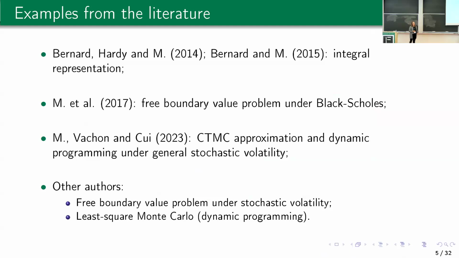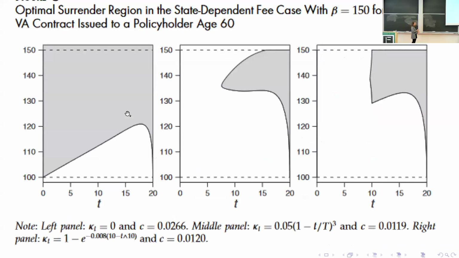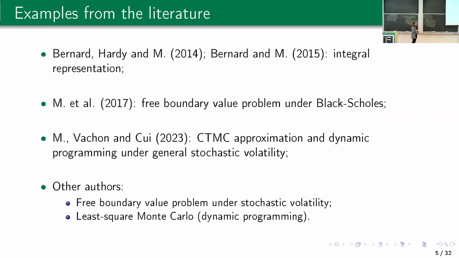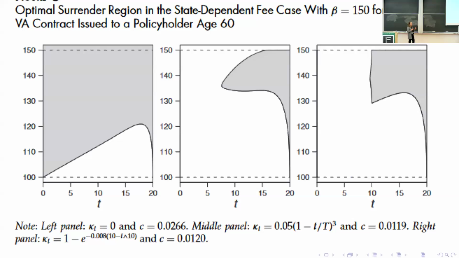These are some examples from the literature where we looked into this kind of problem from a more numerical perspective. In particular, in the second paper, we looked at a fee structure which depended on the value of the investment account, and we got some interesting results. Again, this was done by solving the free boundary value problem, the PDE, and we got some weird looking continuation or surrender region.